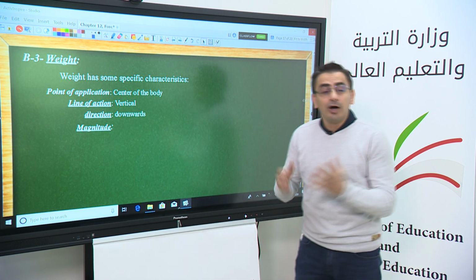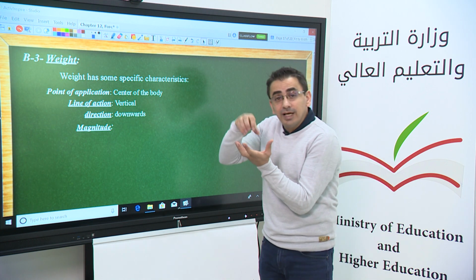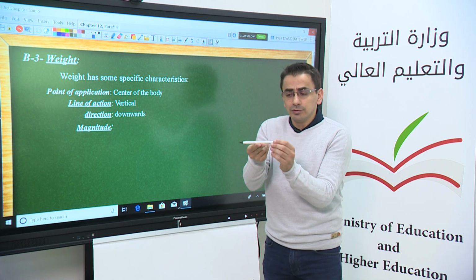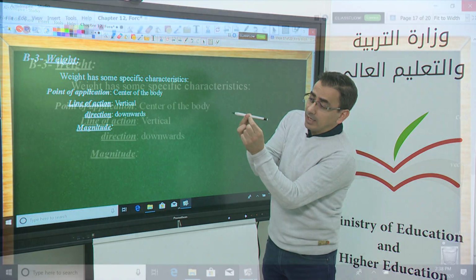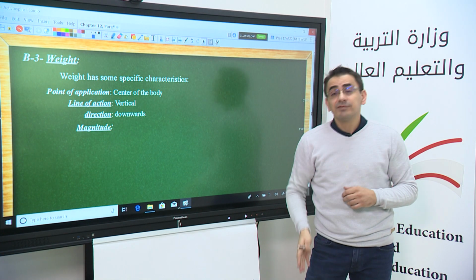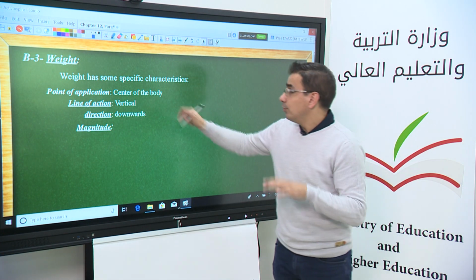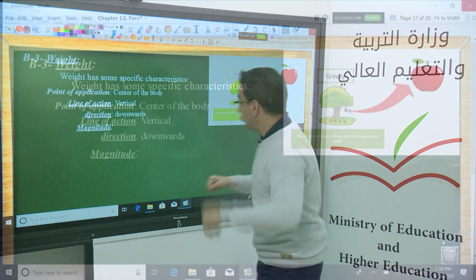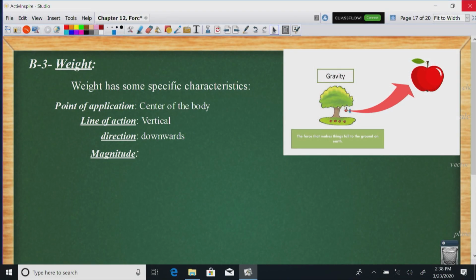If I take any object, weight will pull it at its center. I have my pen here. The pen has a center somewhere here. Weight is pulling at the center down. Its line of action, it's always vertical. Weight is always applied vertically. It always works downwards, like that apple that was falling, we always pull it along this vertical line.